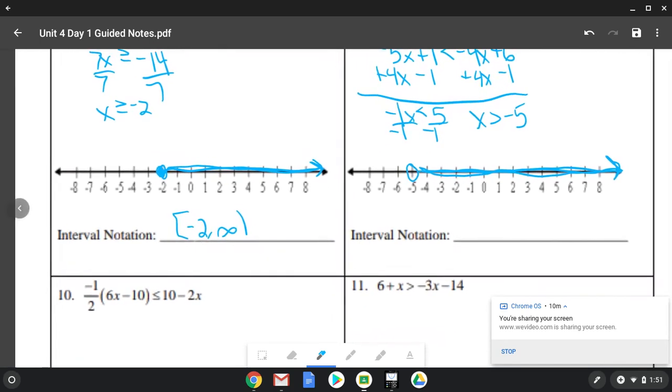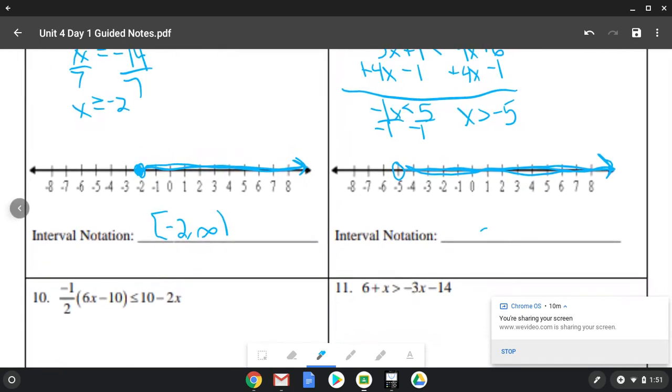And then my interval notation for that, I know that I have negative 5 to start from my left to right, and it goes all the way to infinity. And then that would be 2 parentheses there on the left and the right. So that's my answer for number 9.